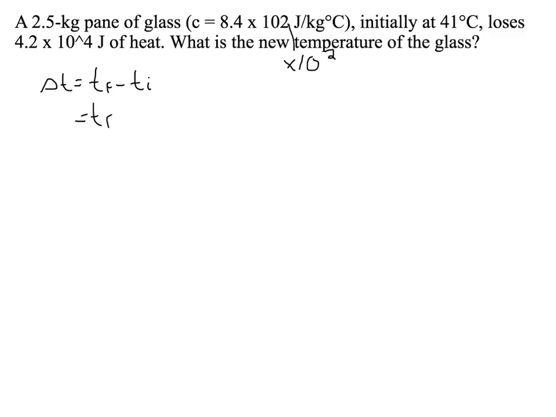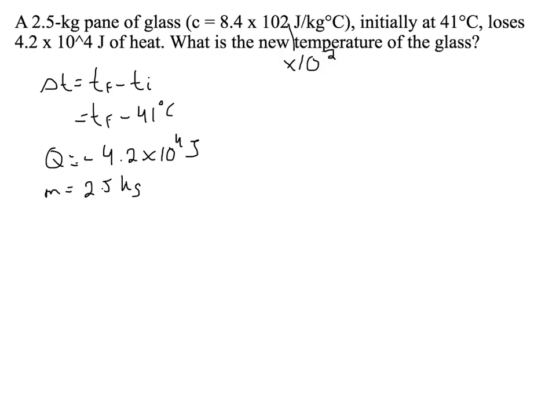TF is our question. TI is initially 41 degrees Celsius. Okay, what else do we know? We know Q. Now it loses this heat, so we're going to get a negative number for our Q. Our Q is going to be negative 4.2 times 10 to the 4 joules. Okay, it loses heat, so the system has a negative Q value. We know mass is 2.5 kilograms, and we've already established T.